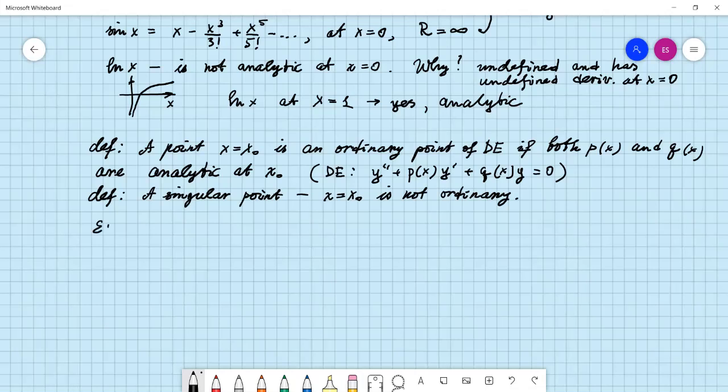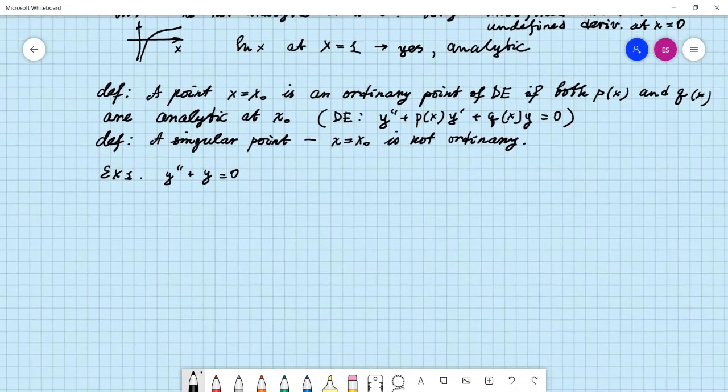Okay, a couple of examples. Example number 1, y prime plus y equals 0. Do we have any singular points? No, no singular points. All functions are continuous. Well, you see there are coefficients like 1 and 1. They're obviously continuous, right?